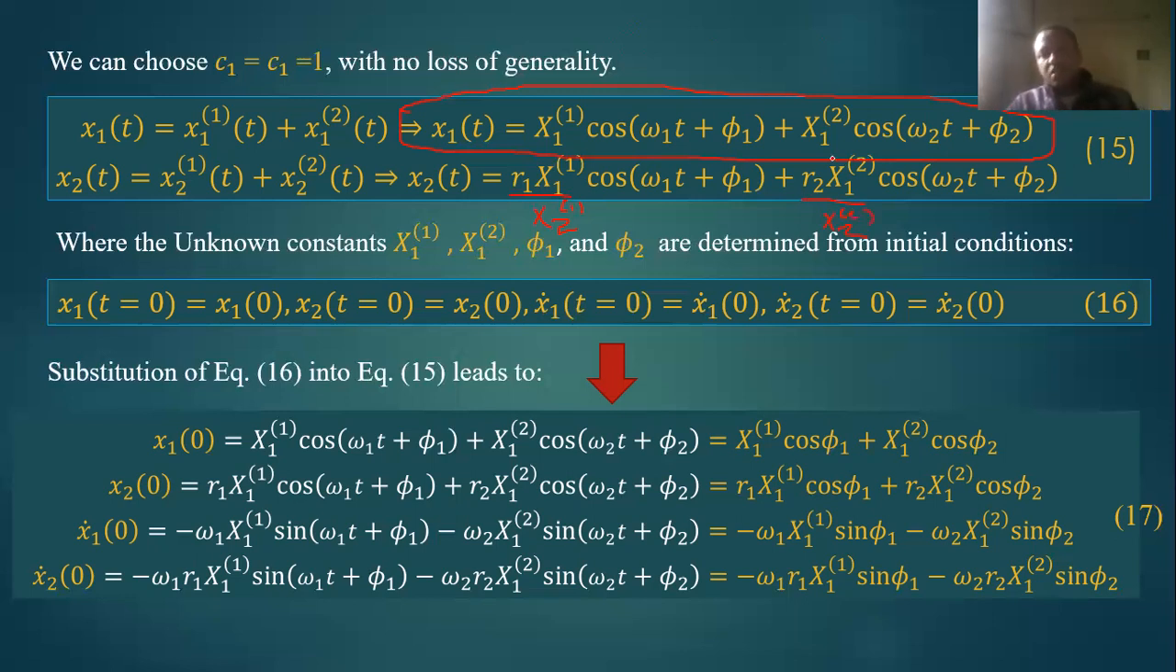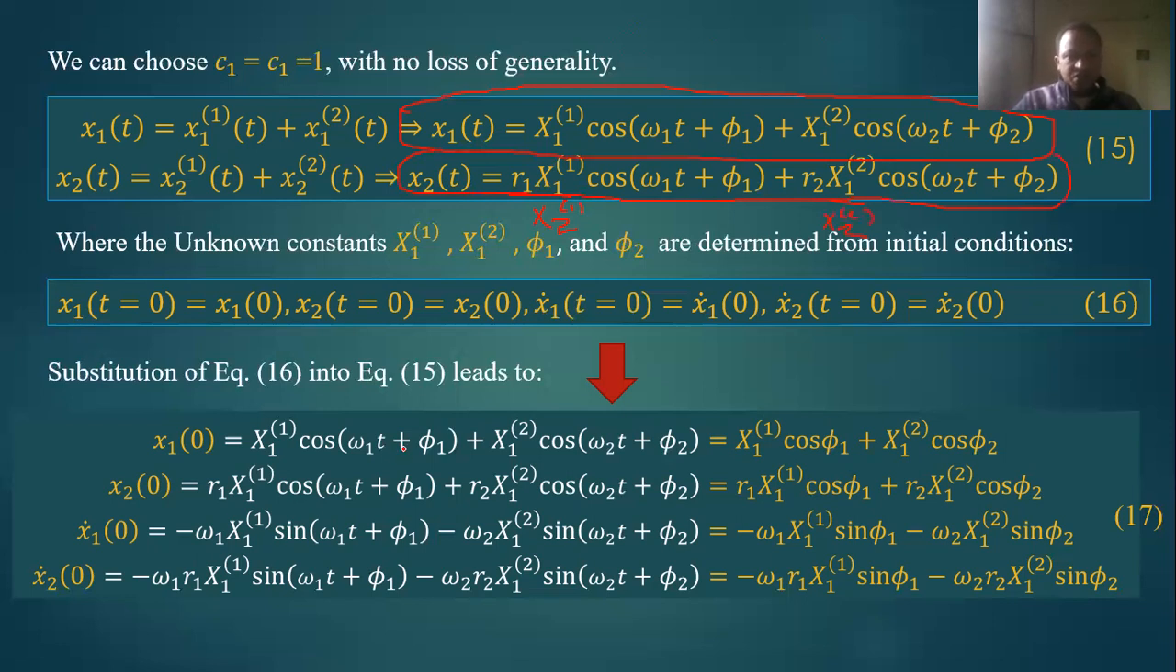Okay, so just substituting this, we can get these two equations. This is the second algebraic equation. No, second solution. Now we can find these constants. How can we find them? Just assume this initial condition.